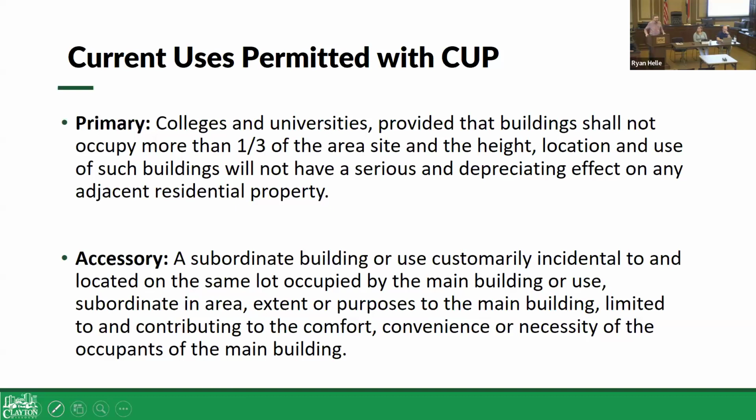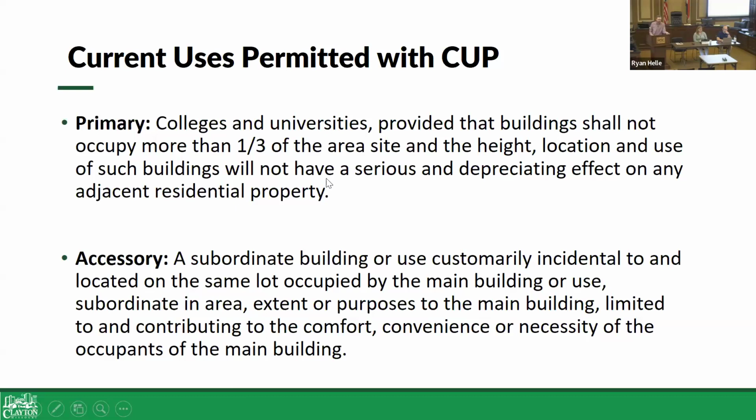We would just need to figure out what the potential nuisances the property might create. And if we could figure out any negative impacts we may have, then we could seek to mitigate those by putting conditions. But you can see we allow right now as a primary use colleges and universities, provided that buildings shall not occupy more than 1/3 of the site, and the height, location, and use do not have a serious and depreciating effect on adjacent residential property.